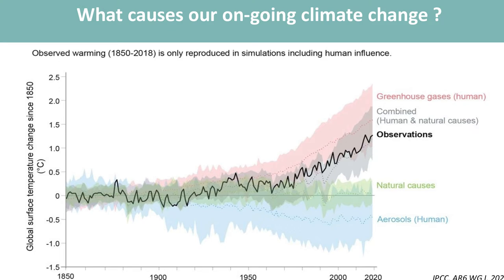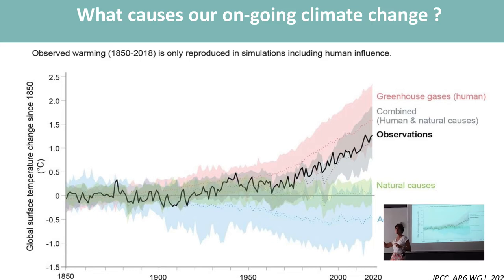If you look at the greenish part, which remains around zero, it's what we have if we only have the natural causes of climate fluctuations. If we just put the natural causes, the Earth orbit, natural variation of the climate, the climate would not have changed at all, more or less, over this 150-year time period. Then what you have as pink here is only the greenhouse gases. So only the greenhouse gases, if we take only this into account, we would have reached a climate that would be even warmer than what we have experienced so far.